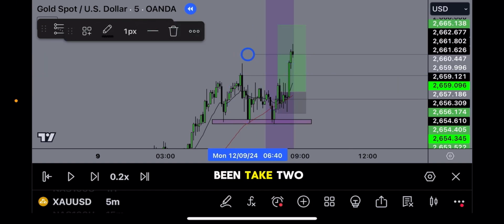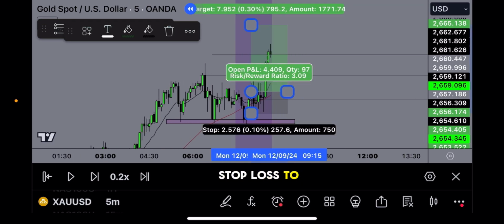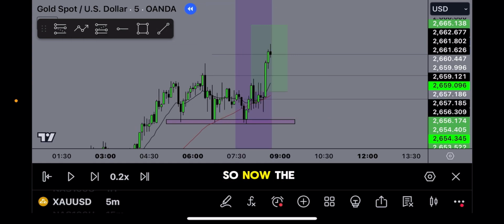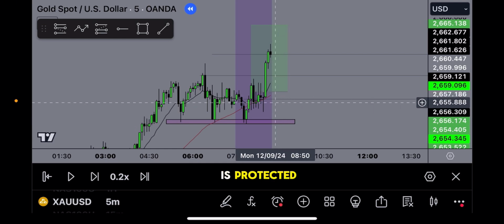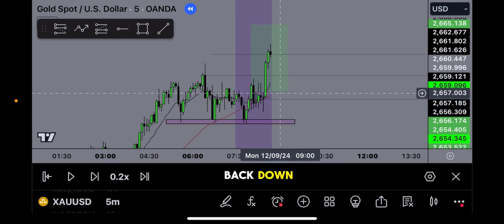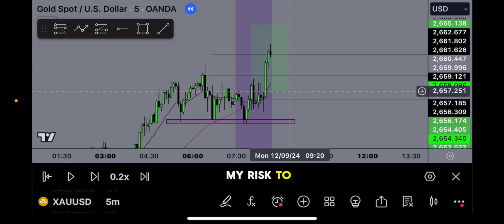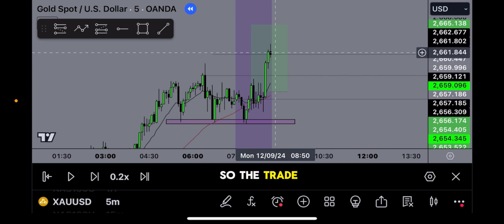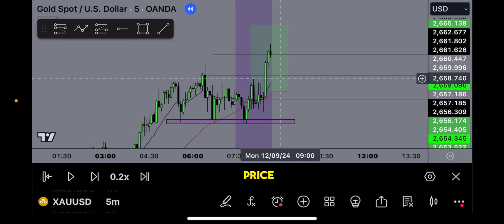This would have been take profit 2, right? And I would have moved my stop loss to break even, boom. So now if the trade decides to come back down, my risk is protected. So if the trade comes back down, it's a risk-free trade. I'm not gonna lose any money because I moved my risk to break even, right? Or I can move my risk to, let's say, take profit 1. So if the trade does decide to come down and reach my take profit 1, it will automatically take me out and secure the money that I had at that level or at that price, right?